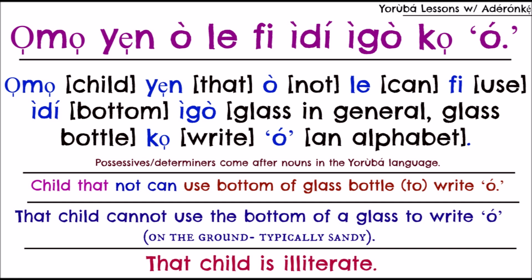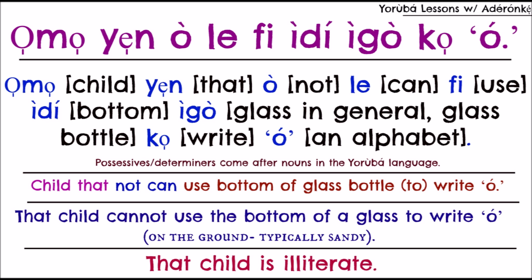Possessives or determiners come after nouns in the Yoruba language. Don't forget that as I transliterate. So let's just put the words together and see what they look like before we actually translate. Child that, not can, use bottom of glass. Two, again you're introducing the two so that it would make sense. Write alphabet O.